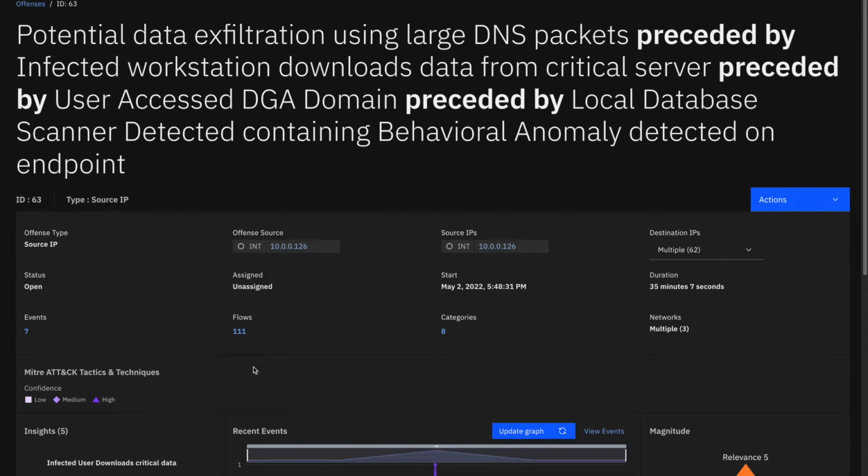So while ReaQta can tell us, yes, we detected this behavioral anomaly on the endpoint, we're now leveraging QRadar's strong suit of being able to look at the full picture in the network. So let's take all of the events that are happening with this endpoint and correlate it and bring it together so we can have our analysts look into this with one screen, essentially.